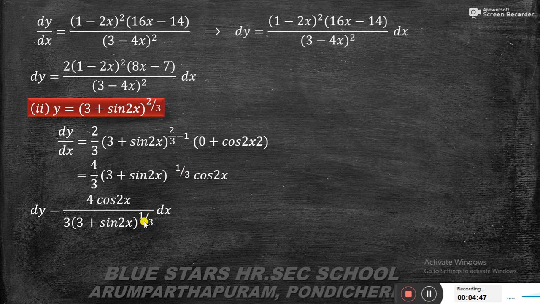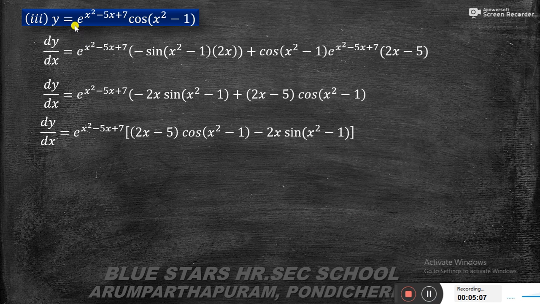So I write it in the denominator: 3 into (3 plus sine 2x) whole power 1 by 3. Therefore dy equal to 4 cos 2x by 3 into (3 plus sine 2x) whole power 1 by 3 into dx. This is the answer for the differential dy.